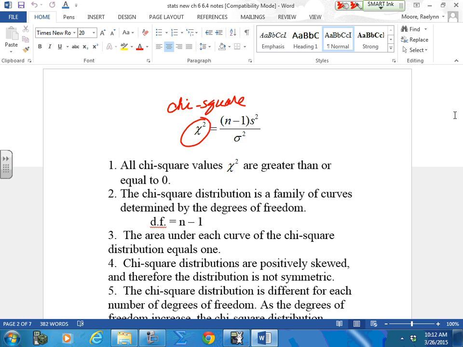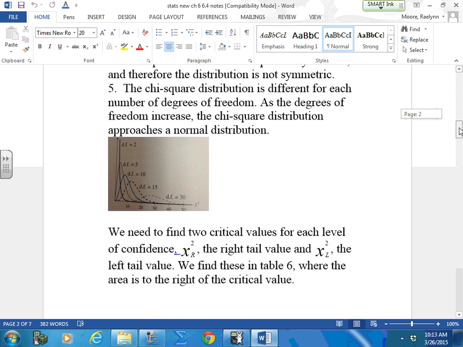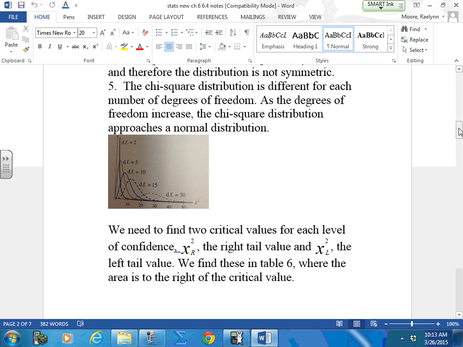There are a family of curves. They use the degrees of freedom n minus 1. The area under the curve still always equals 1. And they're all positively skewed. They're all skewed to the right, to the positive side. None of them make a normal curve. This is the only time we work with a non-normal curve. We work with the degrees of freedom, and therefore they look like this.